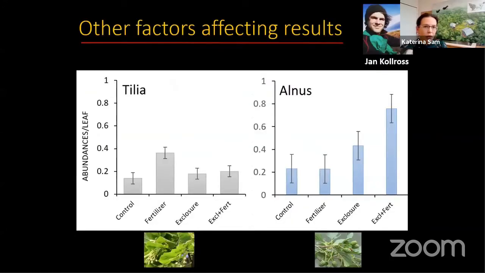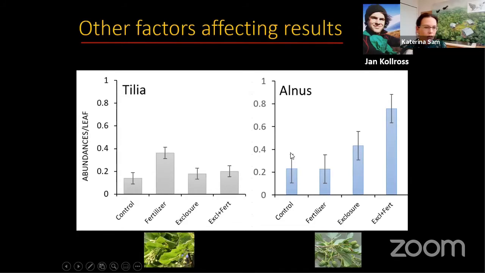But we have seen also in another experiment that the results might be affected by the access of the plants to nutrients. When our student Honza Kolros was working on Tilia and Alnus in the temperate region, and again built the exclosures along them and fertilized them, we saw that in Tilia, which is a very nasty, disgusting plant species by itself, the abundances of the insects increased after the plant was fertilized, which means that it became more yummy, more insects arrived to it.